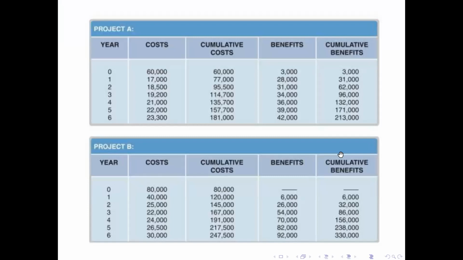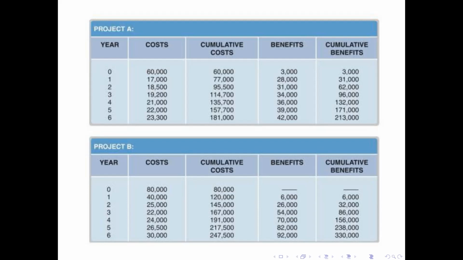Right. Now, here is an application. So you can see there are two projects we are going to consider. In the two projects, what we are going to look at is the year, cost, cumulative cost, benefits, and cumulative benefits. So there are years 0 to 6, and the cost that you spend on project A in year 0 is initially 60,000, then 17,000, 18,000, and so on. Then you have cumulative costs here and the benefits.